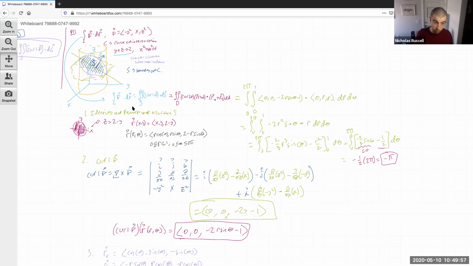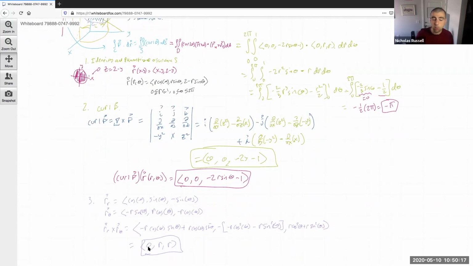We need to find a parameterization of this surface, right? To evaluate this, we need to find the parameterization of it. And then what we do is we go from 0 to 1 and theta being 0 to 2 pi, that's probably a little easier to do that way. We then calculate the curl of f in this form, finding that we got this answer here.